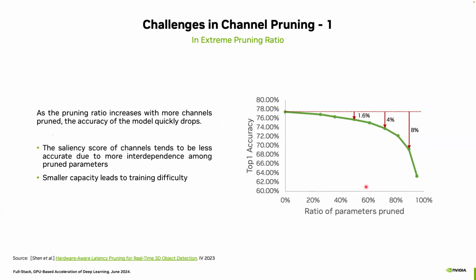And there are a couple of reasons for this. For example, for the saliency-based method, the importance score is mostly calculated from a single parameter, and then we calculate the importance of a channel as a grouped one. So it's going to be less accurate when there are more channels to be pruned at the same time, because there will be more interdependence from the increasing number of parameters. Another reason is that when we increase the compression ratio, the pruned model gets smaller and smaller, so the capacity of the model is reduced. So it's going to be harder to train after we prune the model.